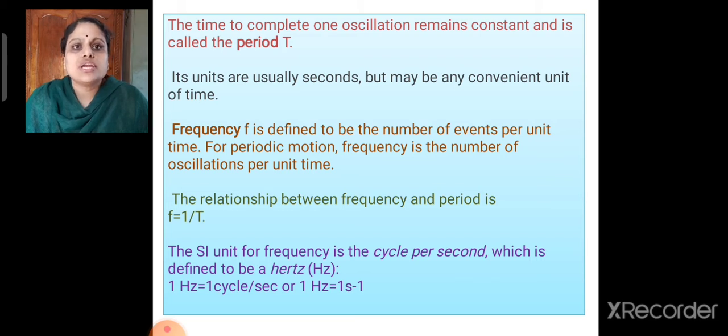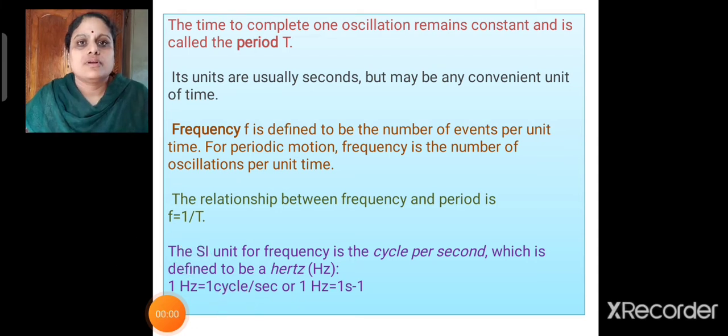Now let us define frequency. Frequency is defined as the number of vibrations or oscillations per unit time. For periodic motion, frequency is the number of oscillations per unit time. The relationship between frequency and time period is that frequency is equal to 1 by time period. The SI unit of frequency is Hertz. 1 Hertz is equivalent to 1 cycle per second.